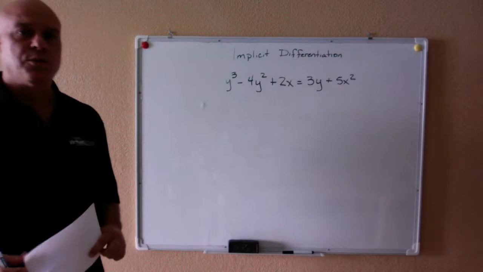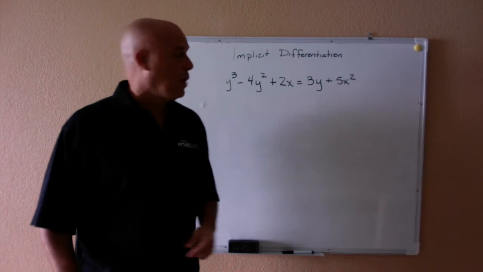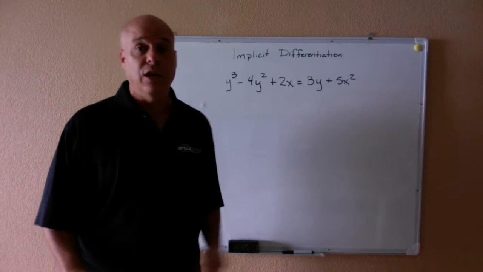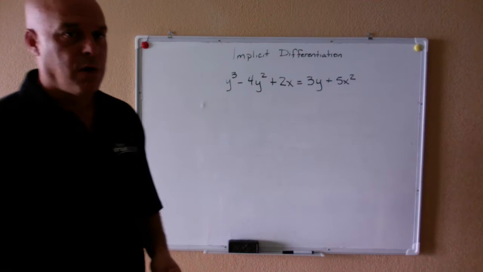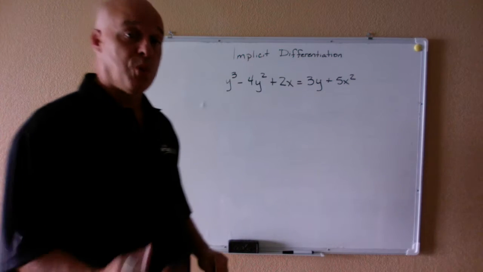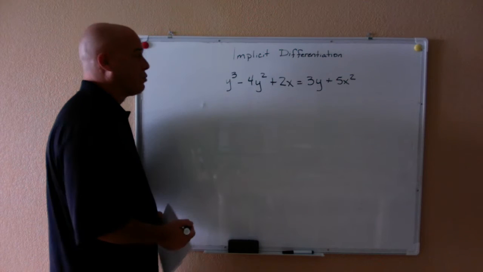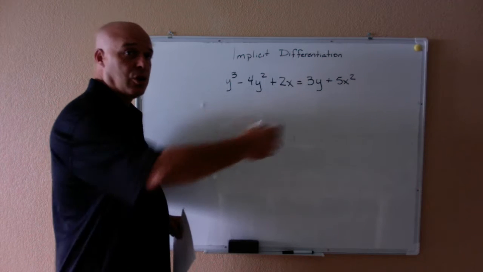Okay? Now this one, obviously, we're not going to be able to solve for y. We've got a y cubed term here, a y squared term here, and a linear y here. We're not going to be able to solve this for y. So I'm going to differentiate this implicitly. I'm going to use y prime for my notation just to make this a little bit cleaner as we go through. I'm going to differentiate each term one at a time.